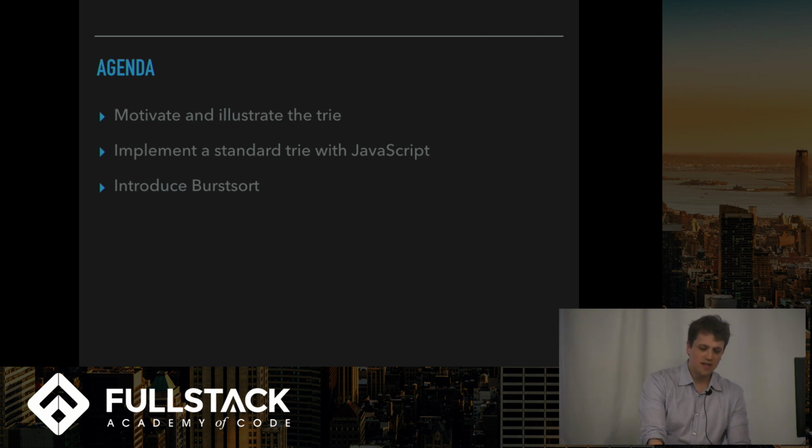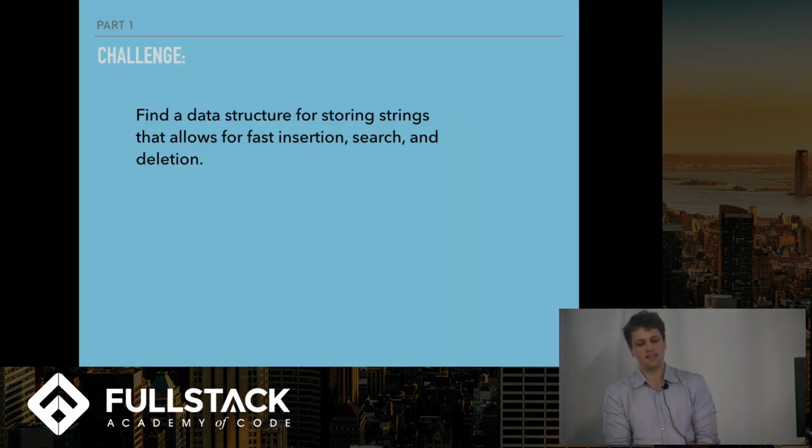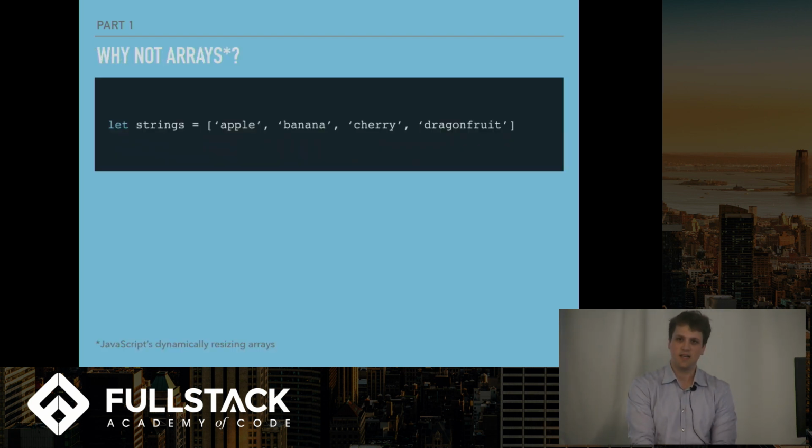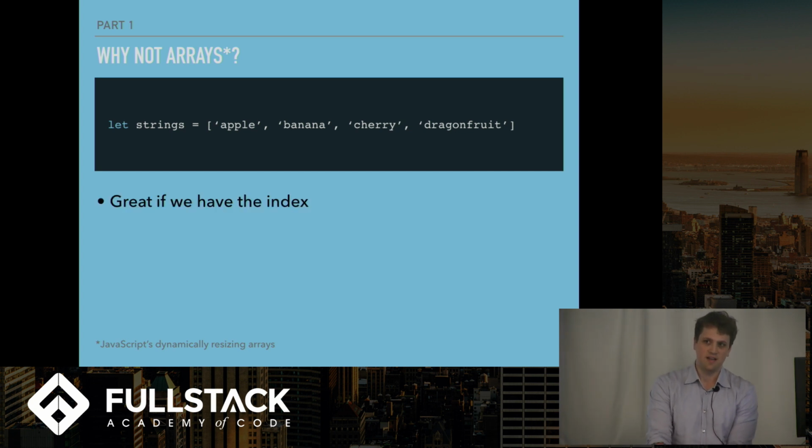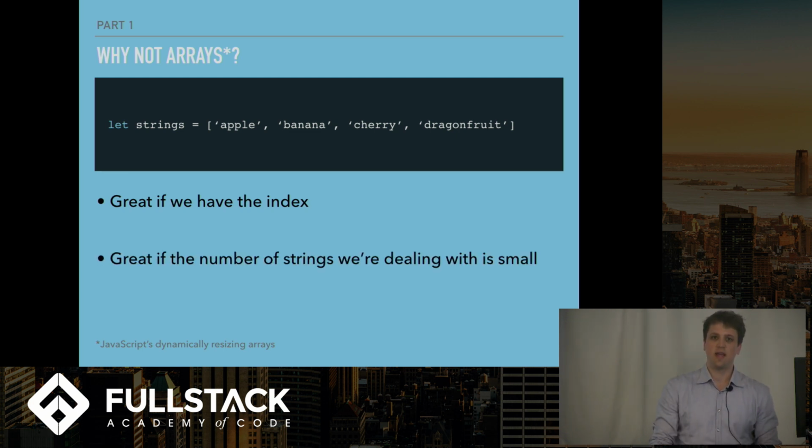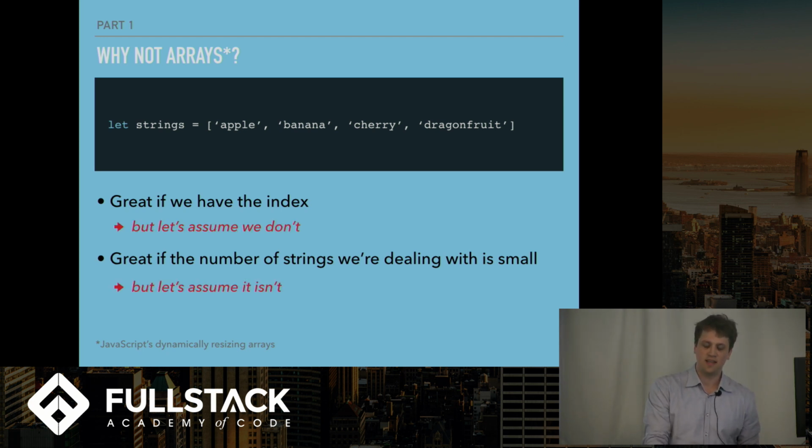So to motivate it, I'd like to begin with a challenge. Find a data structure for storing strings that allows for fast insertion, search, and deletion. A knee-jerk reaction might be to say just use some arrays. After all, if we know the index value of the strings in the array, lookup time is constant time. And if the arrays are short, then we have some simple search, find, insert, and deletion methods that we can use. But for this, let's assume that we don't have the index value, and the number of strings we're working with is very, very large.